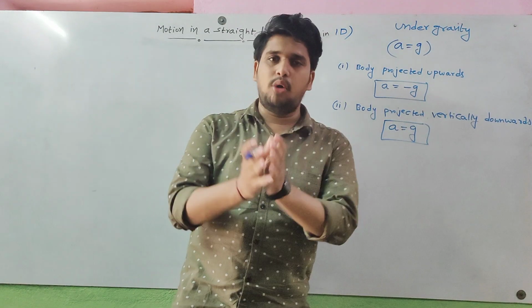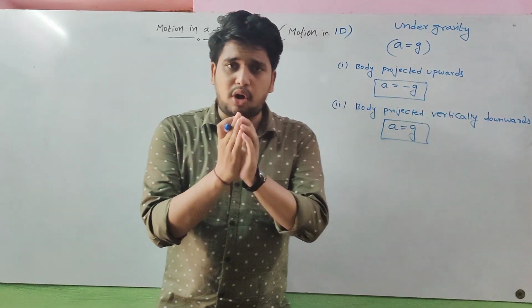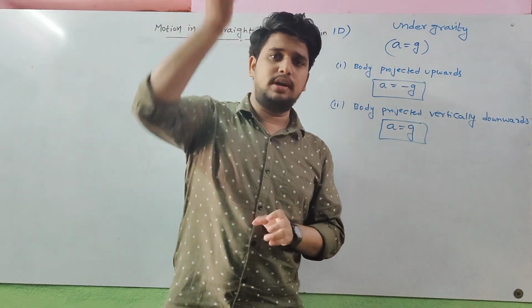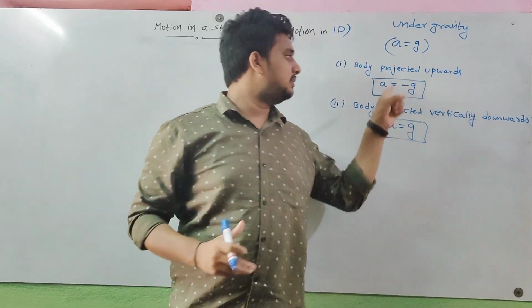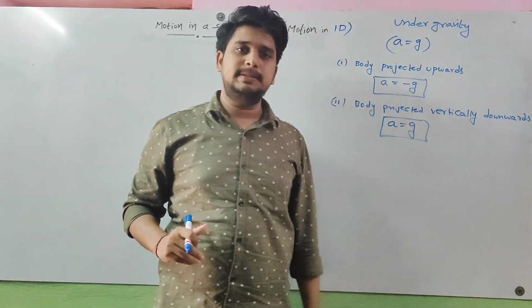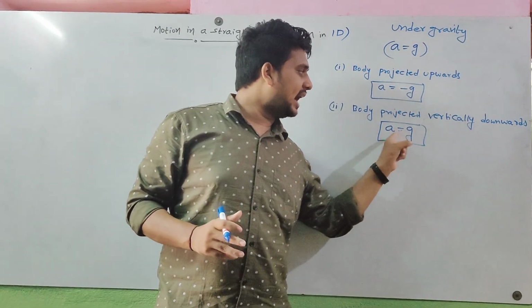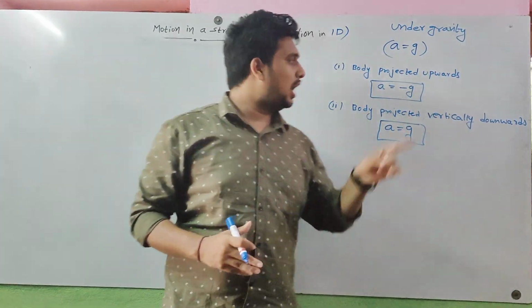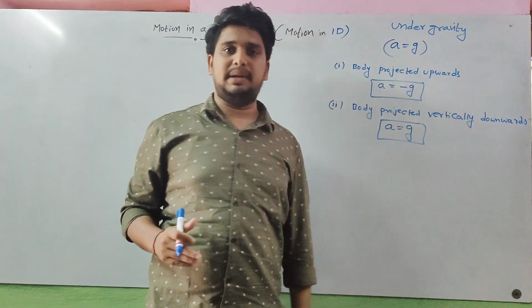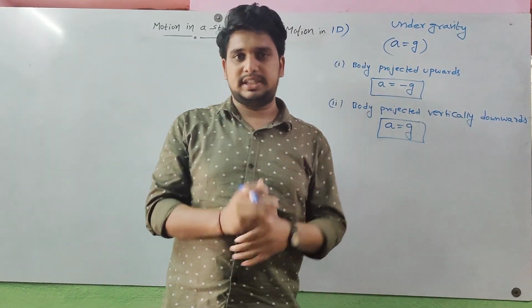Now we have one doubt here. Whenever a body is projected vertically upwards, we consider acceleration is equal to minus g. When a body is projected vertically downward, we consider acceleration is equal to plus g. Why are we taking minus here, why are we taking plus here? That is the doubt here.